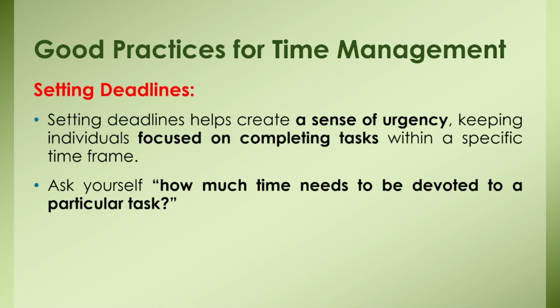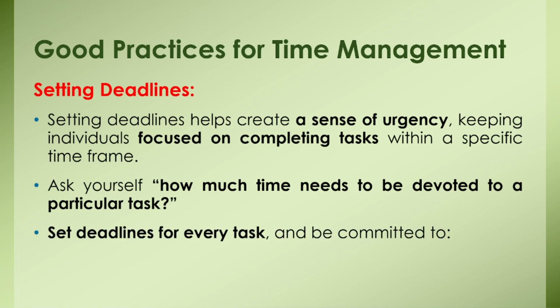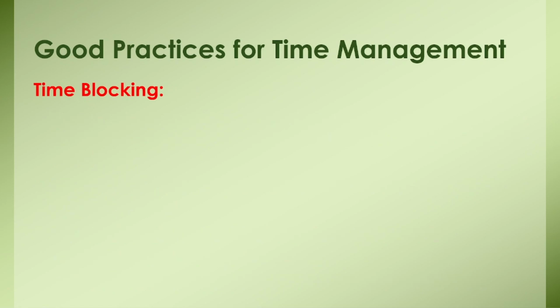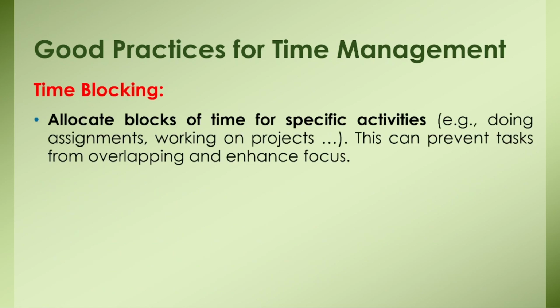You can ask yourself how much time I need to devote to each particular task. Set deadlines for every task and be committed to strictly following the deadlines, and allow nothing to distract you from meeting the deadlines. Switch off the phones, the TV, the computer, go away from people who can distract you, and so on. Time blocking, we spoke about time blocking, which is allocating blocks of time to specific activities, and making it closed for this activity. Nothing can be done at this specific time in this 1 hour or 2 hours. I will do nothing except this task in this time.